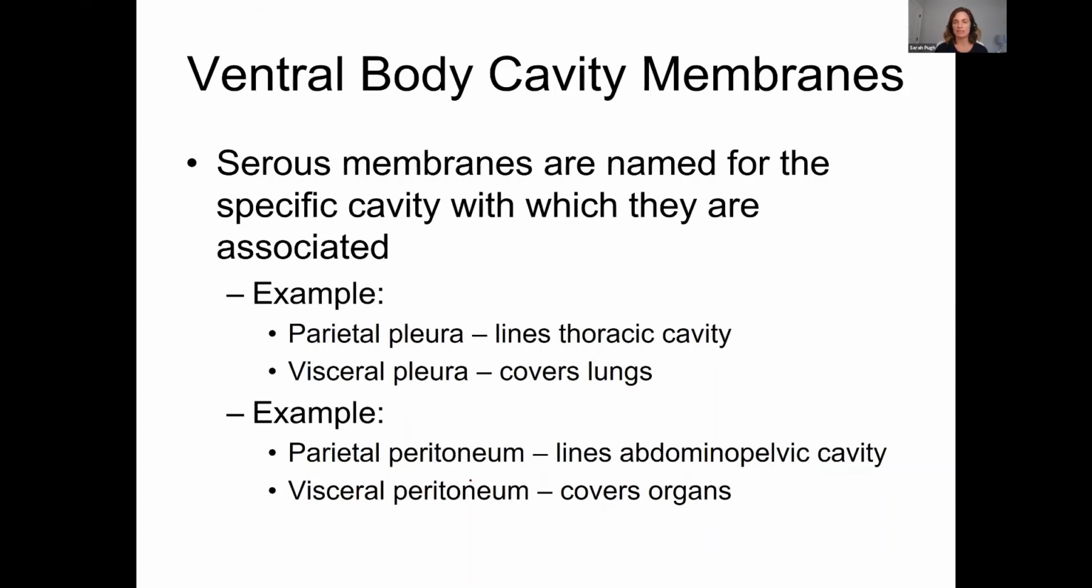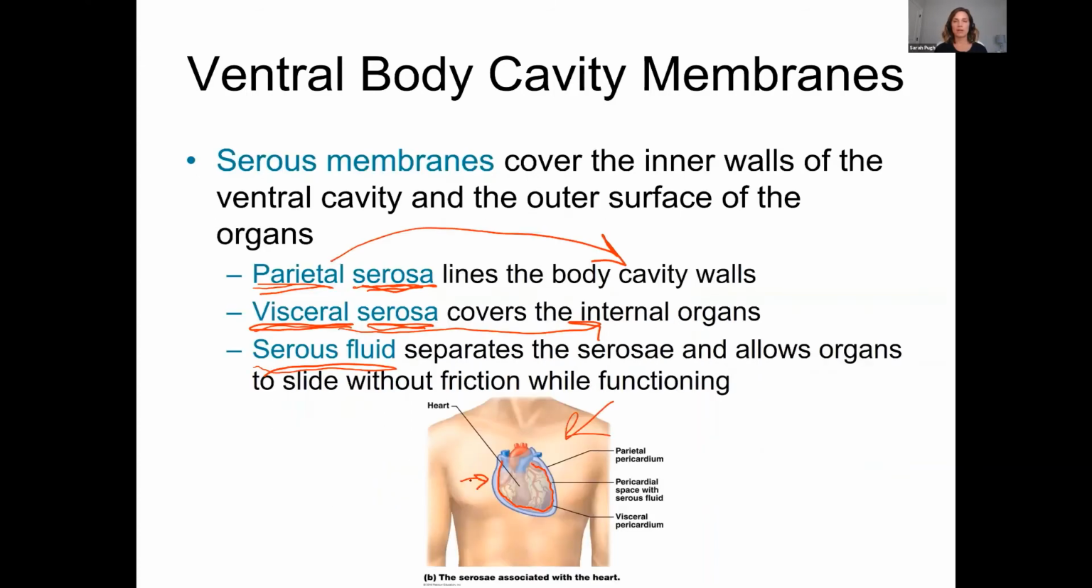serous membranes. Okay. So serous membranes actually are given names for the specific cavity or organ that they're associated with. So let me go back to this page here. You can see the term serosa. Serosa just means serous membrane, and it's very generic. So when I say parietal serosa, you have no idea what serous membrane I'm talking about. You know I'm just talking about one that lines a cavity, okay?